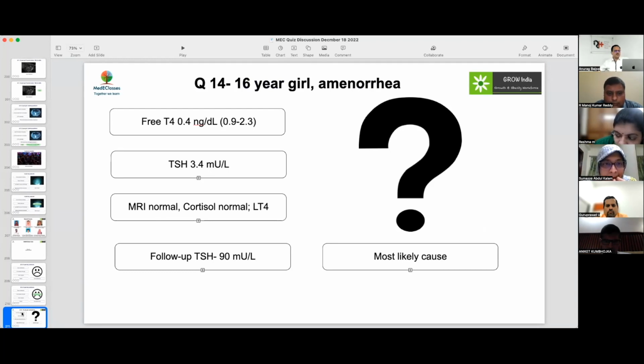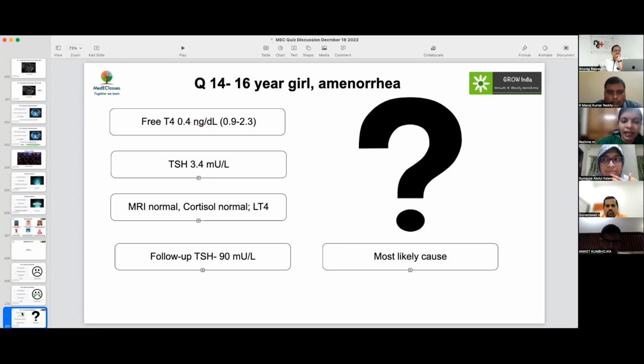So what is wrong? What is your likely explanation? Maybe you don't need to think of disease. Something else may also explain this. So this is probably a laboratory error, sir. Maybe the assay they have used is different. So assay different. Any specific type of laboratory error which can explain this?